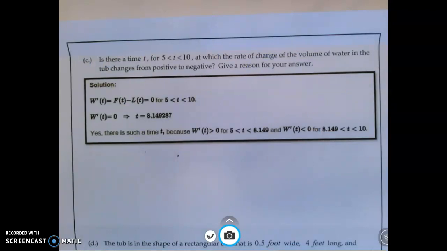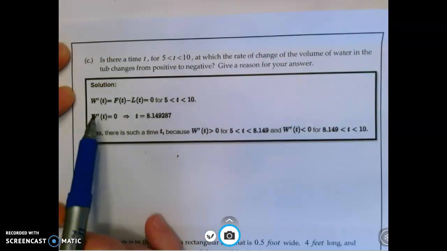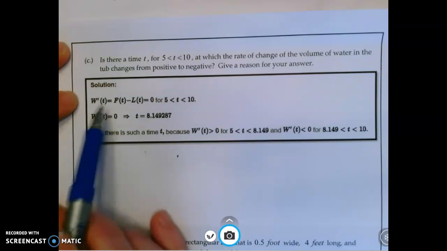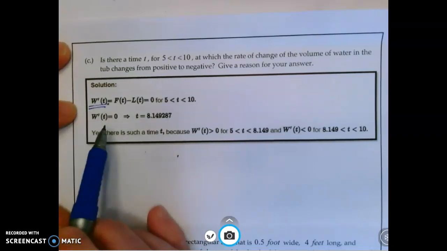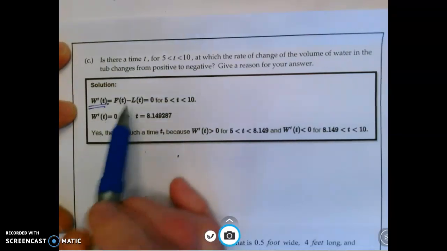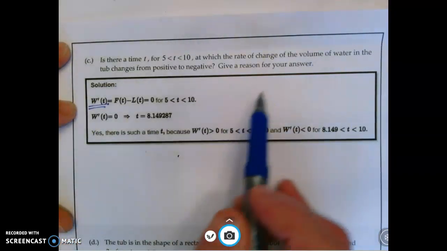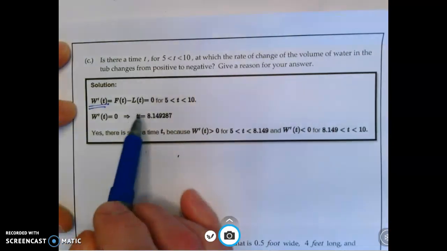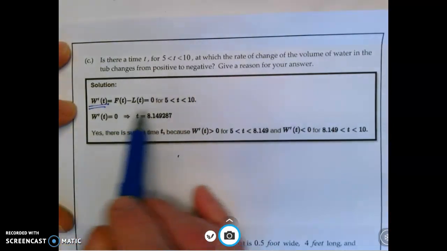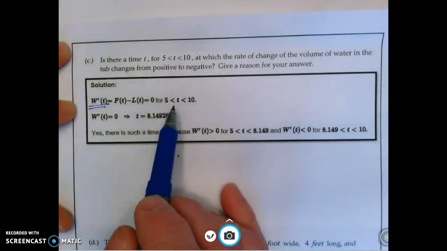Okay, part C. Is there a time from 5 to 10 at which the rate of change of the volume changes from positive to negative? Give your reason for your answer. So what we're talking about is the rate of change of the volume. So here's our rate of change of the volume. It's W prime of T, which is equal to, we already talked about this, F of T minus L of T. And again, because we're looking from 5 to 10, we need to include both functions. All right, so this is what we need to understand.